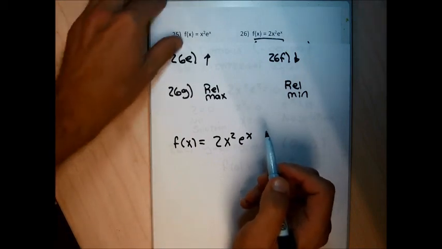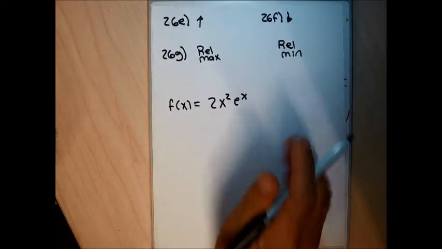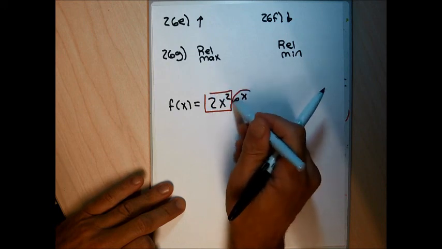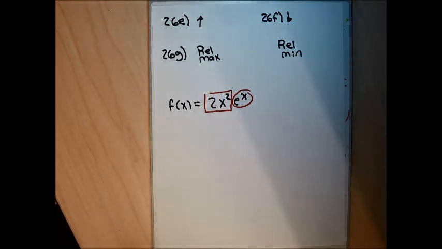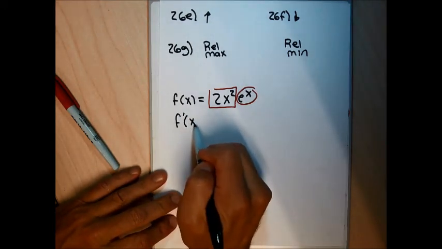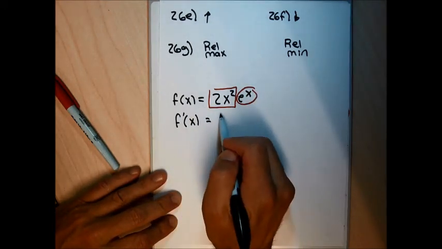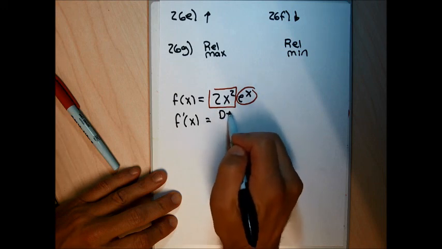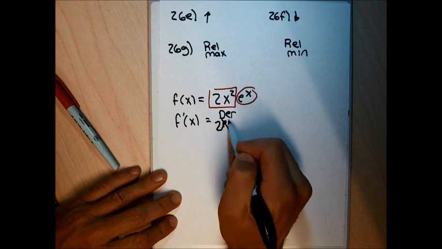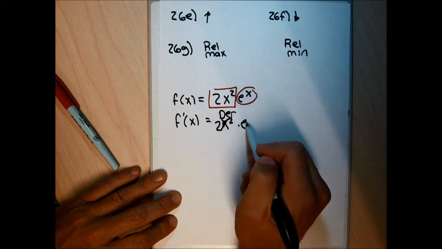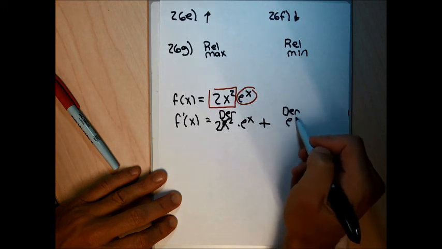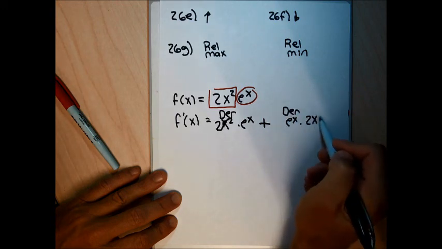Because there's multiplication, when I go to do the first derivative, I need to use the product rule. There's multiplication and both terms have an x. That makes me destined to use the product rule. So for my derivative, f prime of x, I'm going to get the derivative of 2x squared times the e to the x function plus the derivative of the e to the x function times the 2x squared function unchanged.